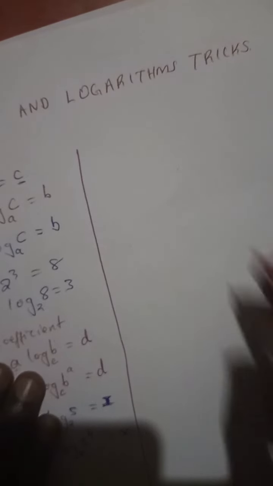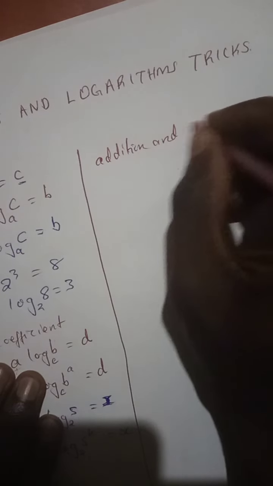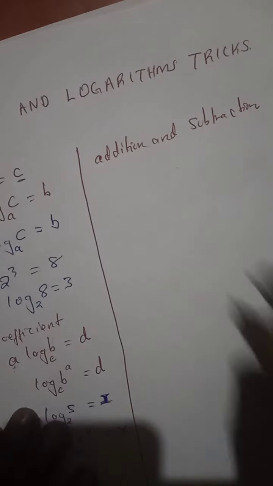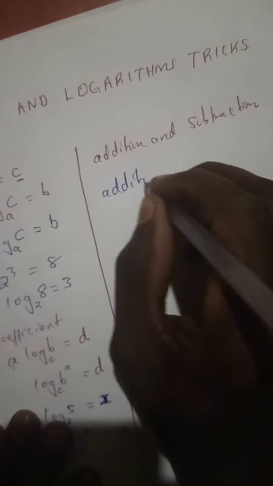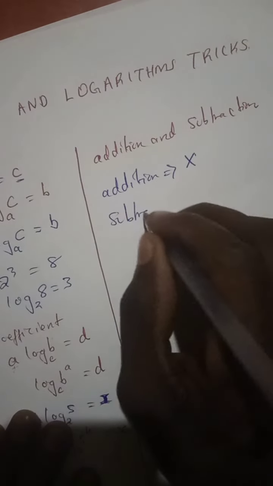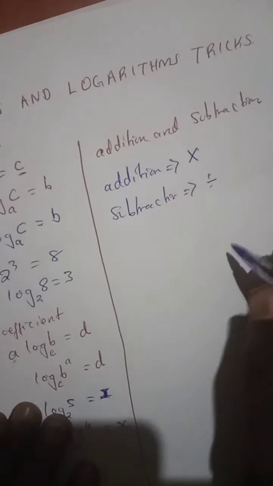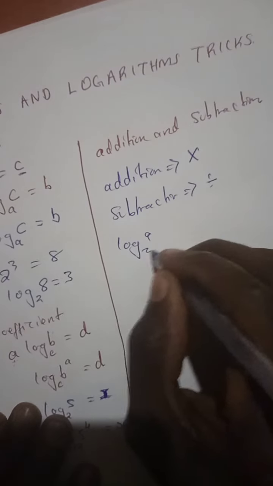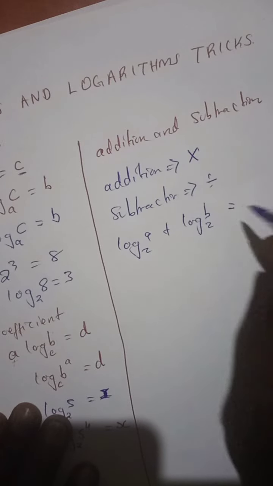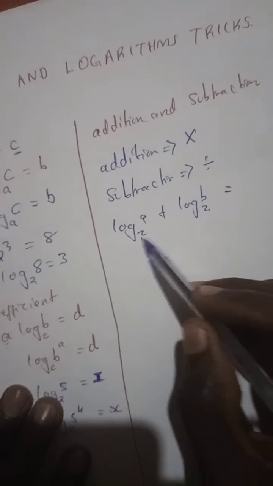The third trick is a trick on addition and subtraction of logarithm, where we say that addition implies multiplication, while subtraction of logarithm implies division. For instance, if given a number like the log of a to base 2 plus the log of b to base 2 is equal to, so you want to solve, the first thing you're supposed to check and ensure is that they have the same bases.